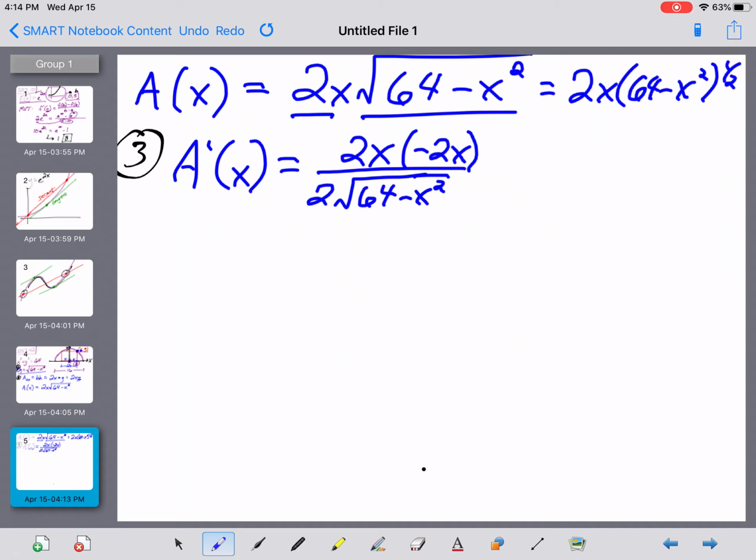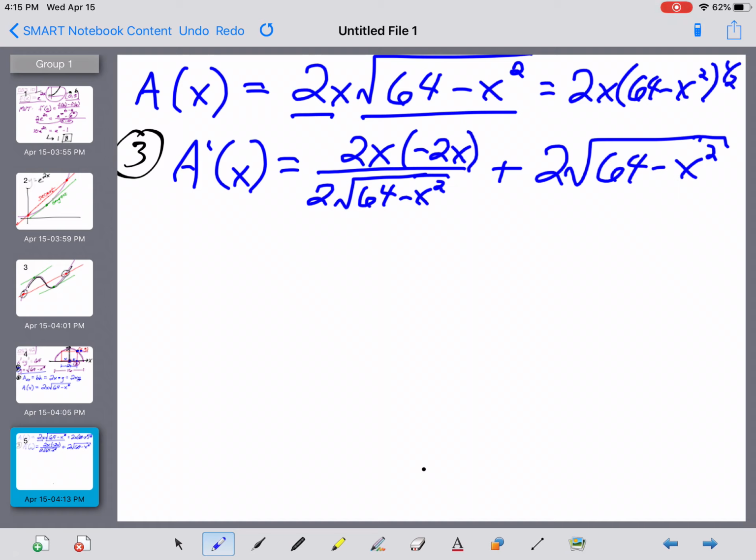So that's the first part, first factor times the derivative of the second, plus, this one's much easier, the second factor times the derivative of the first. That is just going to be, let's see, the second factor is just the square root of 64 minus x squared, and the derivative of the first is just a 2. Okay, so that's our derivative right there.